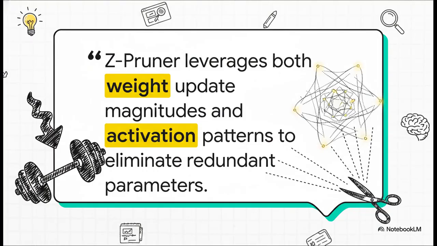So what's the secret sauce here? Well, Z-Pruner has this really clever two-part strategy. It doesn't just look at how big a connection is, what they call its magnitude, it also looks at activation patterns. Basically, it asks, okay, which connections are actually firing up and doing the heavy lifting when the model is thinking? It's this combination of static size and dynamic use that makes its pruning so much smarter.